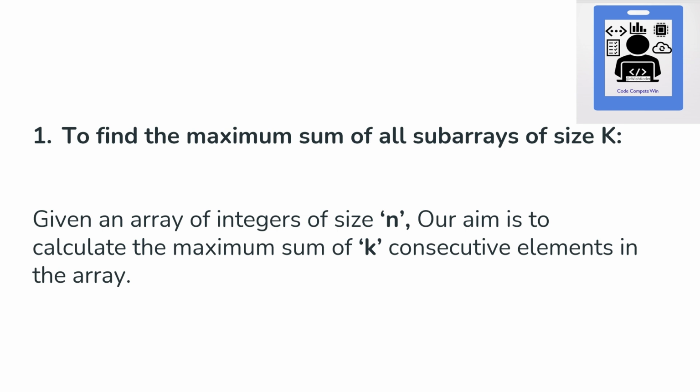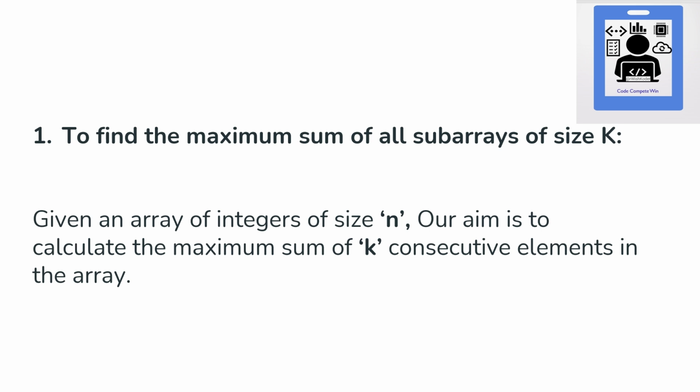First, let's see the brute force approach. To find the maximum sum of k consecutive elements in the array, we can iterate over every i and j, where i is from 1 to n and j is from i to i plus k. This way we can find the maximum sum of k consecutive elements. But this solution will require a time complexity of n cross k, and it is not so efficient.